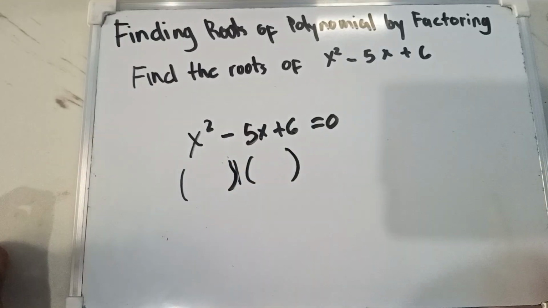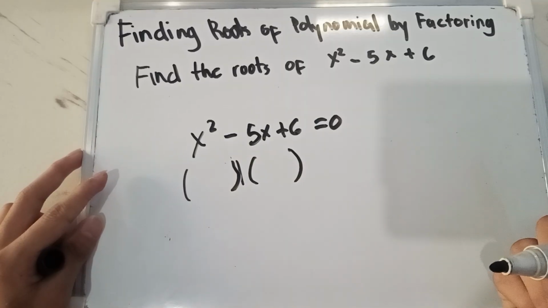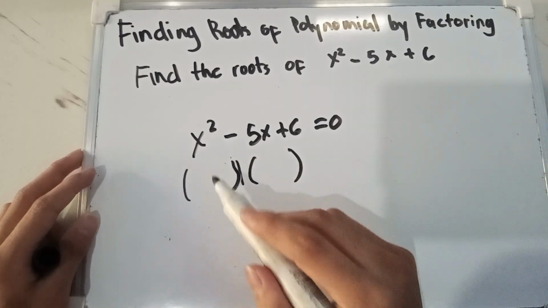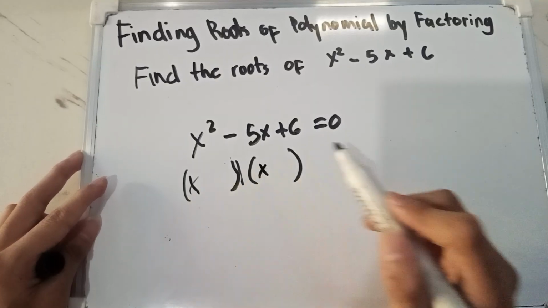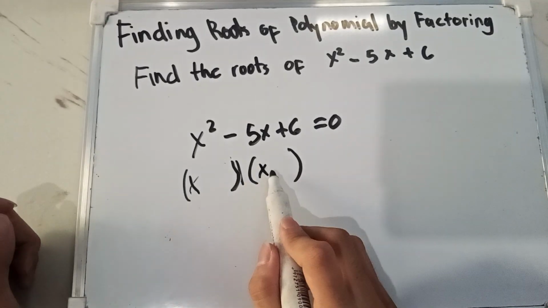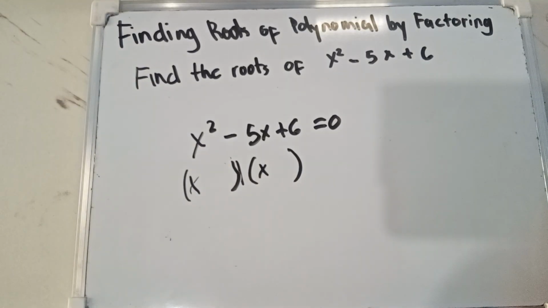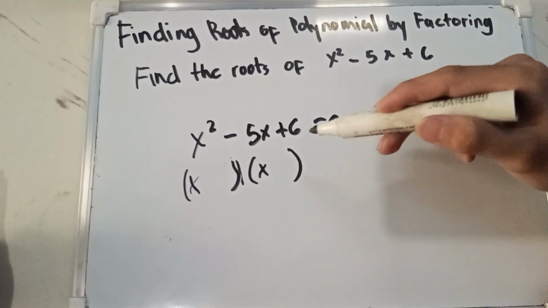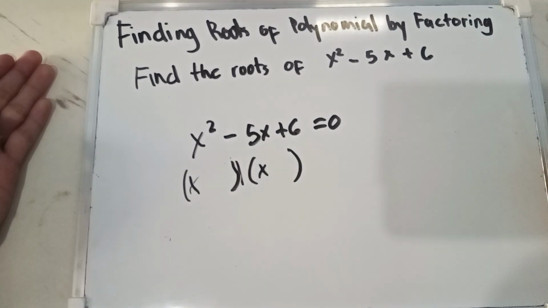Okay, now what two variables will equate to x squared? That is x. Okay, so write x here and write x here. Okay, so x times x is x squared. Now what we want to do is to think of the multiples of positive 6 that when added up will equate to negative 5.